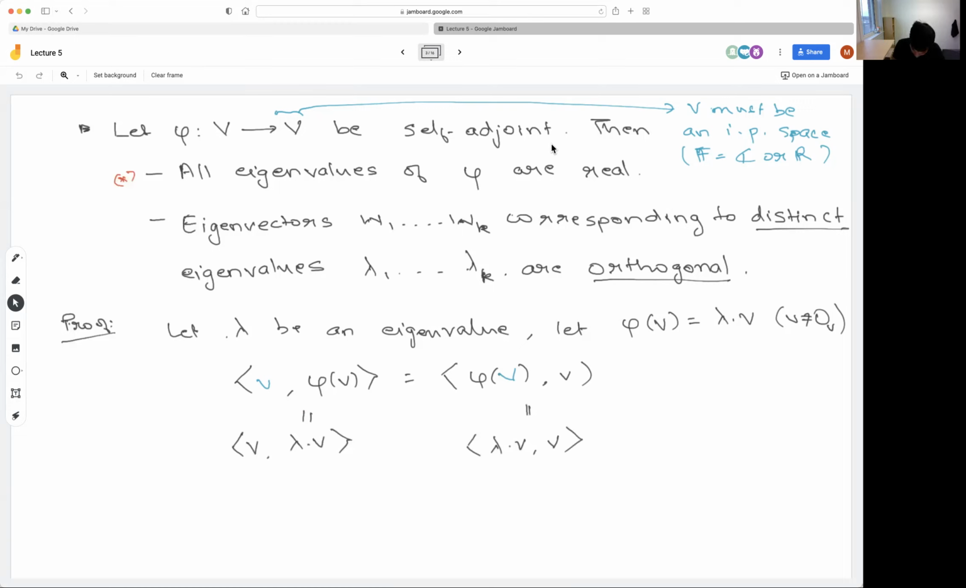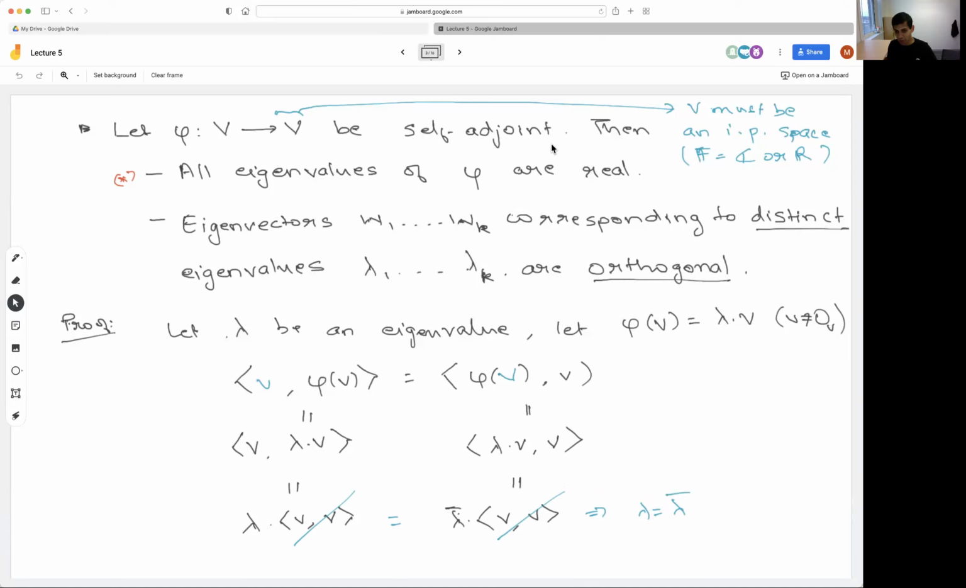And now, because the inner product is linear in its second input, we get lambda times the inner product of V with itself. And because it's conjugate linear, or antilinear, in its first input, we get that this is equal to lambda conjugate times the inner product of V with itself. So these two things are equal. Now, V is non-zero, so the inner product of V with itself is a positive real number. We can cancel it on both sides, and we get that lambda is equal to lambda conjugate.